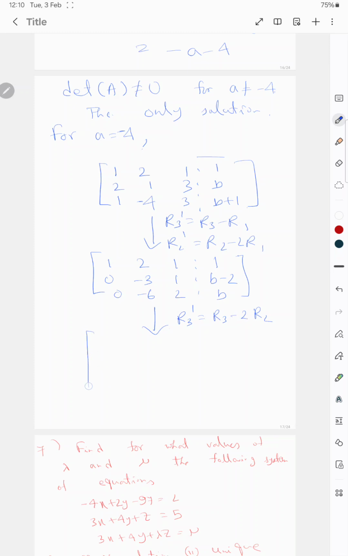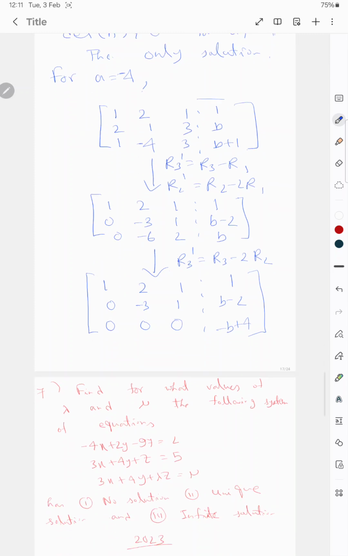So what you have, zero. So you have minus 6 plus 6, right? So 0, and then 2 minus 2, right? So this is also 0. And what you have here, b minus of 2 into b minus 2, right? Basically minus b plus 4. So you have this thing.